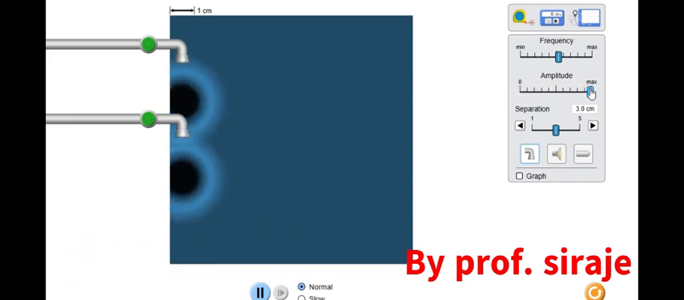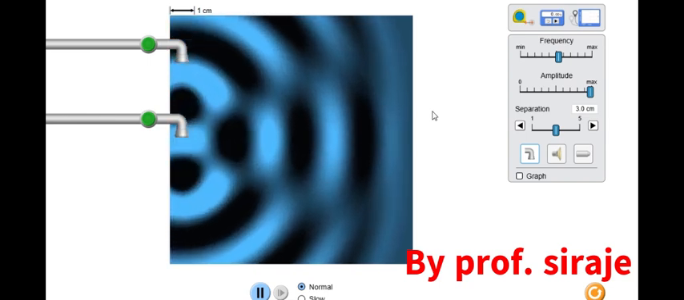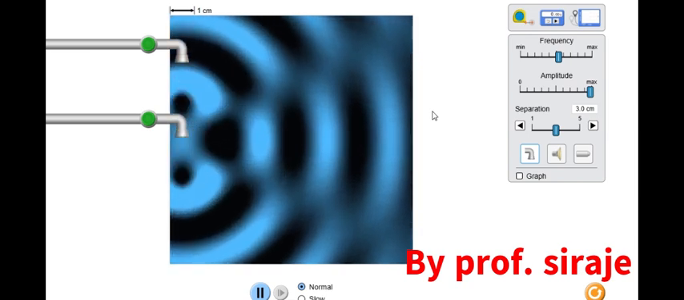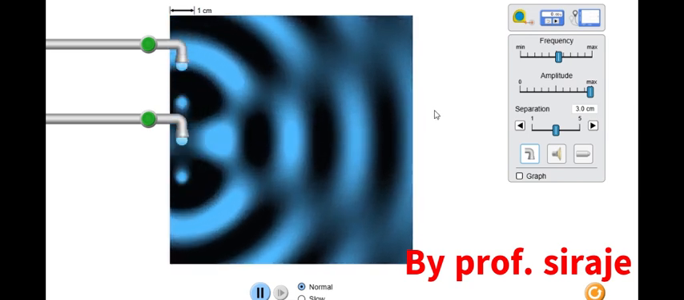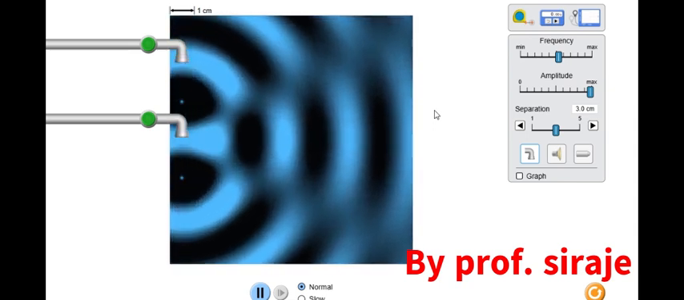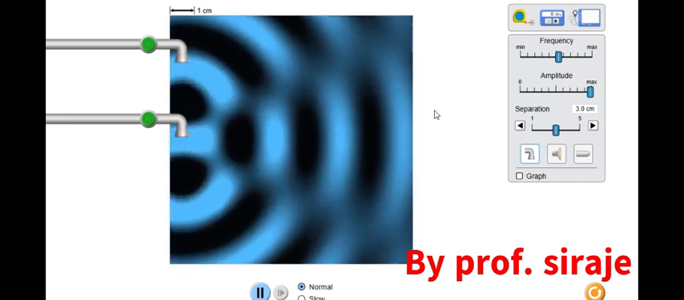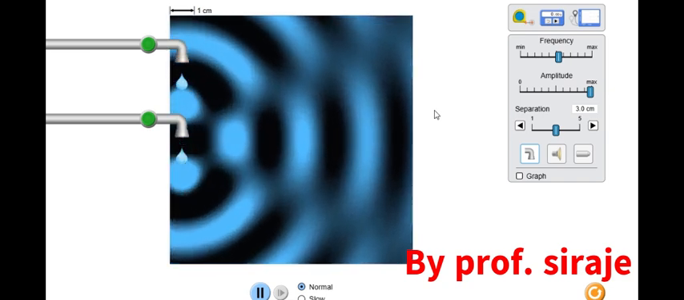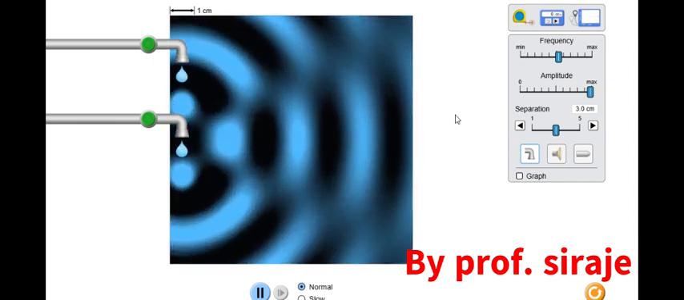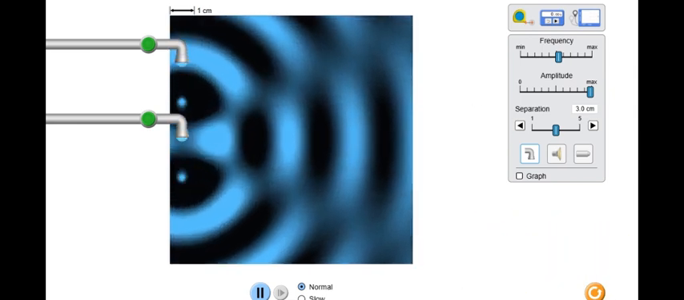But what about when the amplitude is maximum? When the amplitude is maximum, the wave has the highest displacement from its equilibrium position. The wave has the greatest energy. The interference has a large amplitude at the point of constructive interference. The wave has the most pronounced crests and troughs.